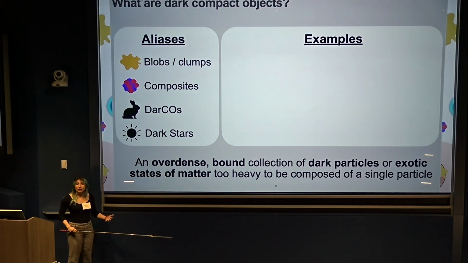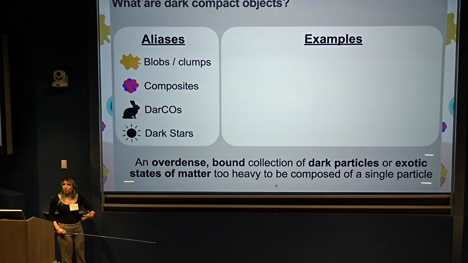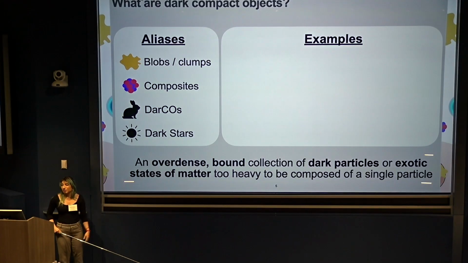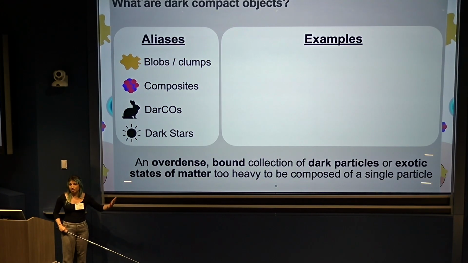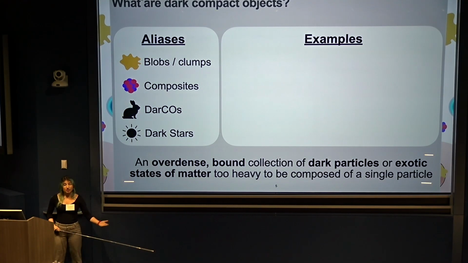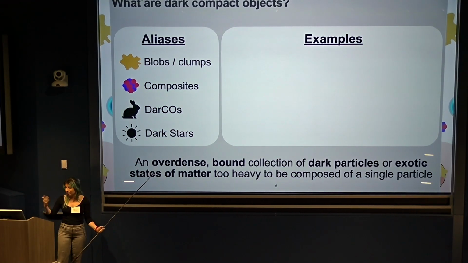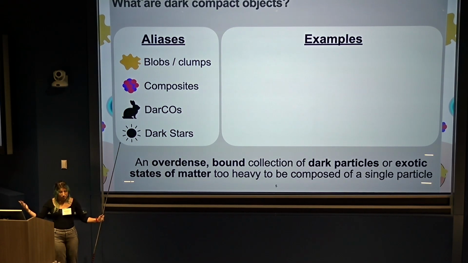And if you're looking in the literature, you may see these objects listed under many names. I've tried to list a few things like blobs, clumps, composites, darkos, dark stars. I actually ran out of space once I started including things. There are so many names these things fall under. So if you happen to see a collection of particles bound together, what I'm describing today probably applies to those.